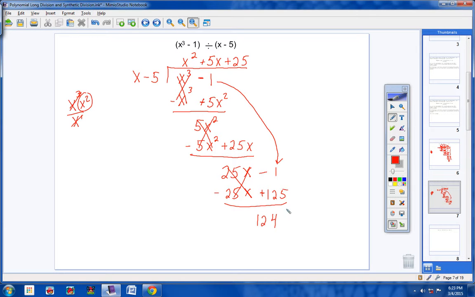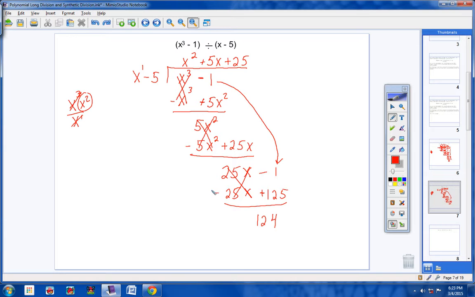Second of all, your highest degree here is not higher than 1, so you can't divide x into anything else, so you're finished. So now what do you do with the remainder? Well, one thing you don't do is you don't do like you used to in elementary school and put "remainder 124." That's kind of funny, okay?